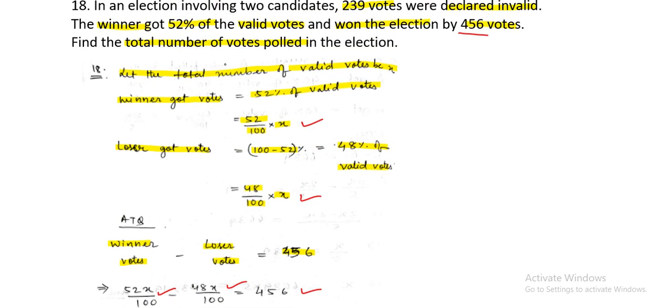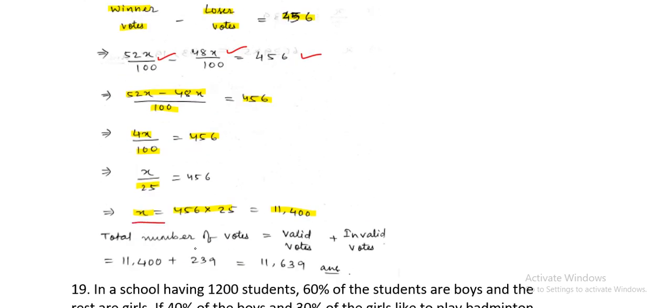And what is x? Let us go to the beginning. I have told that x is the total number of valid votes. So basically we will find out now the valid votes. That is 11,400. So 11,400 is nothing but valid votes. But we have to find the total number of votes.